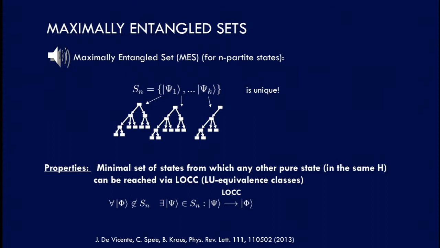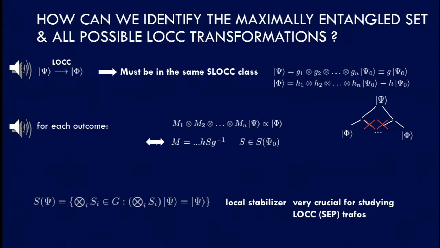Okay? So now, how can we do that? If we want to do that, of course, we have to study LOCC, right? Because this is somehow the operations that we are interested in. So the way to do that is to identify the possible transformation from one state to another. You first notice that if this is possible via LOCC, of course it has to be also possible via SLOCC. So if I can do it deterministically, I must be able to do it probabilistically too. This means, from a mathematical point of view, that there is some so-called representative of an SLOCC class, and there are just local operations that I have to apply in order to get my initial state and also to get the final state. Now, for each of the outcomes in the protocol, this is again the same picture as before.